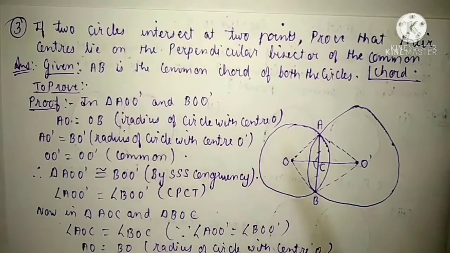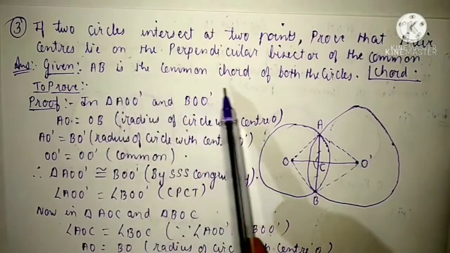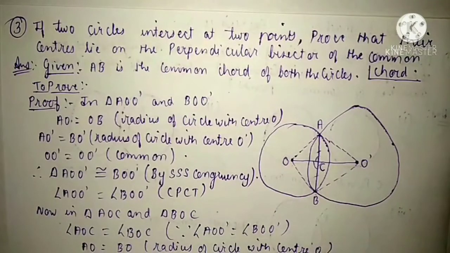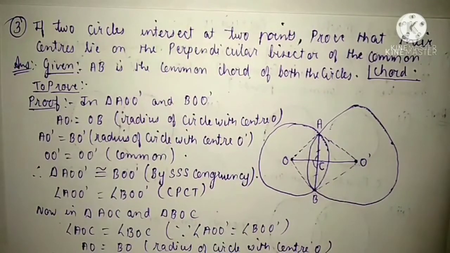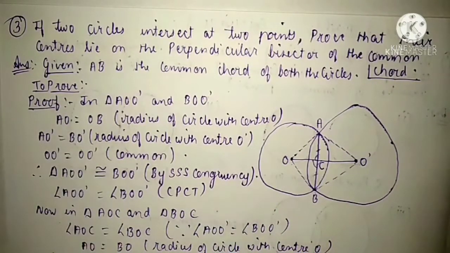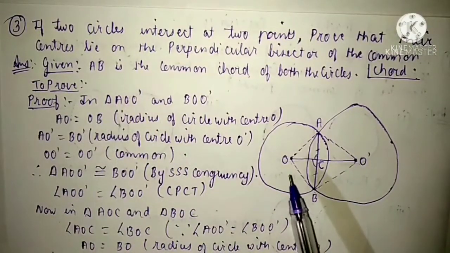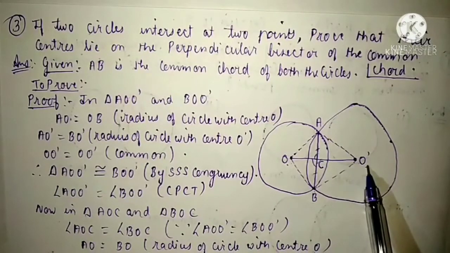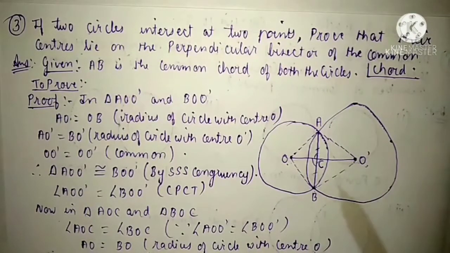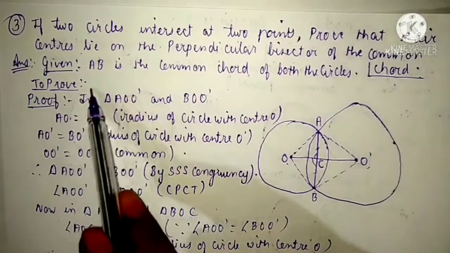Now first of all, what is given to us? AB is the common chord of both the circles. To prove, what you will write? We have to prove that OO dash is the perpendicular bisector of common chord AB. Okay, this you will write here.